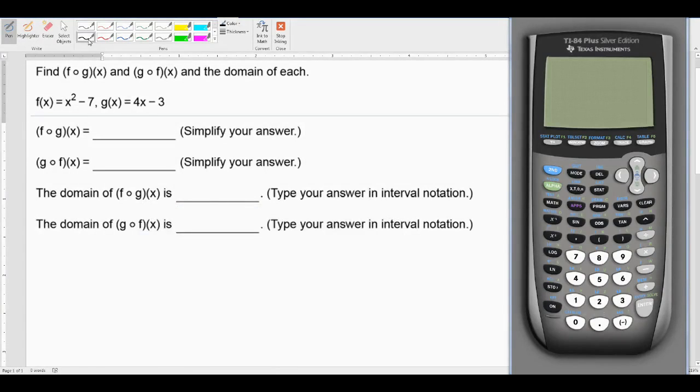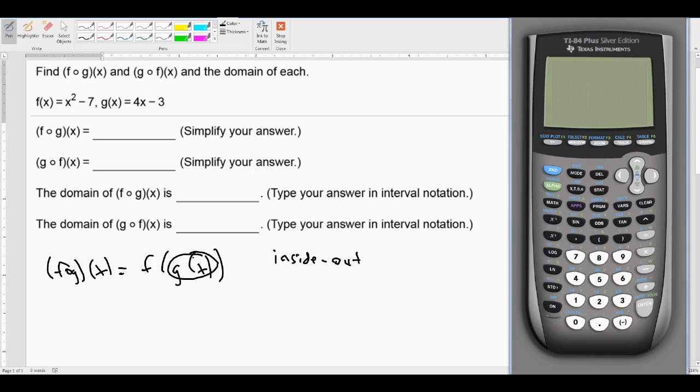Let's find f op g of x and g op f of x and the domain of each. That's "fog" and "gof" is what I call them, function composition. Now with function composition, look at f op g of x. What this means is you're going to rewrite it, or think of it, as f of g of x. Basically, you think inside out.